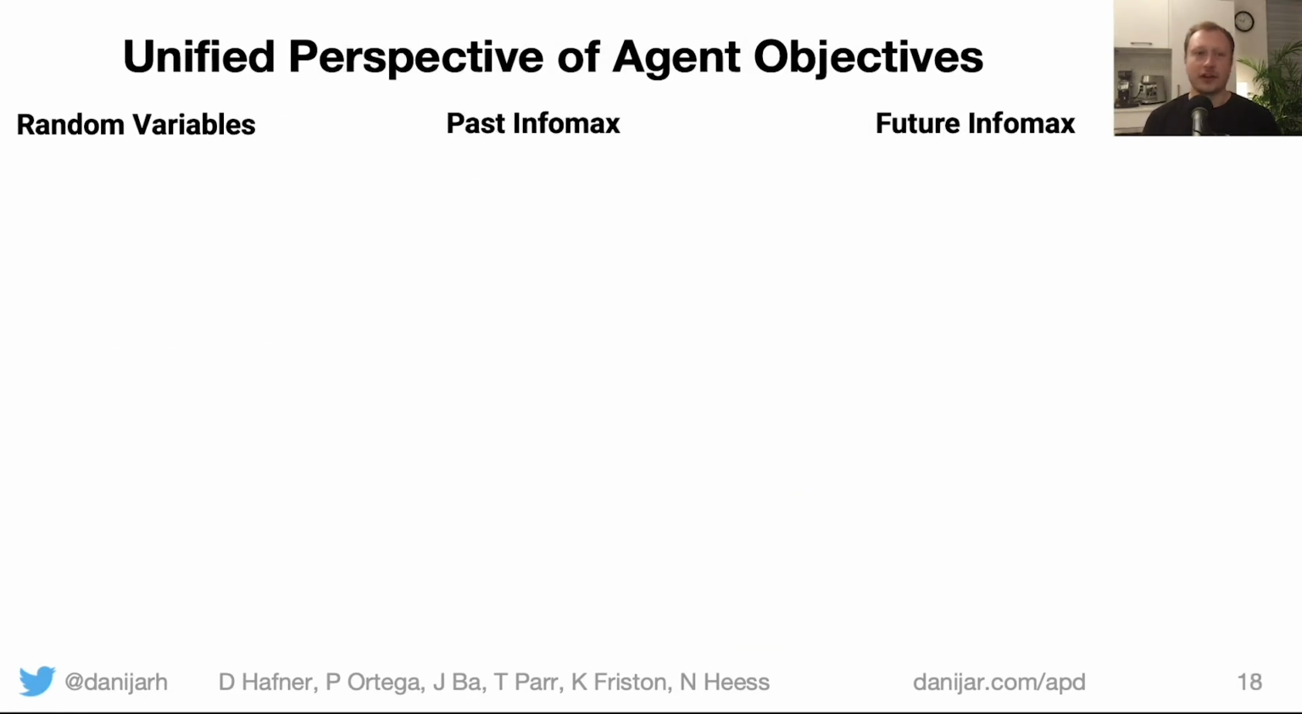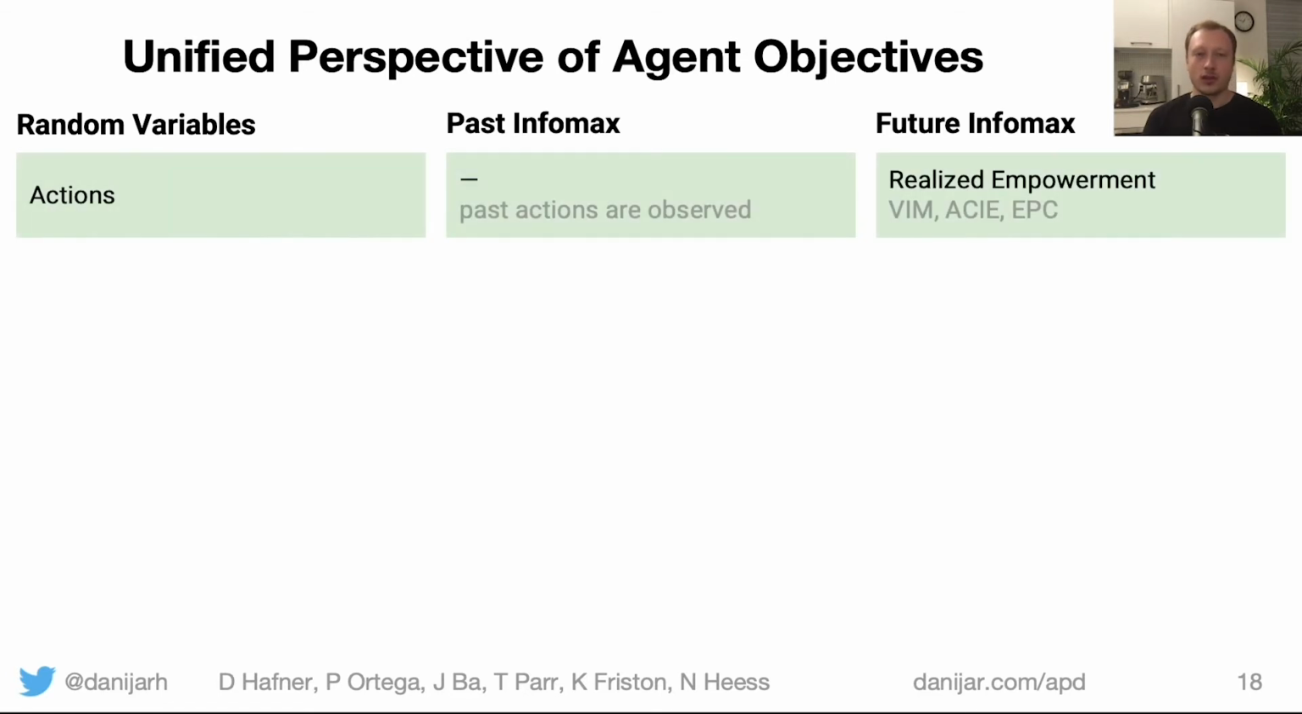For simple agent variables, the past Infomax and future Infomax terms lead to known objective functions in the literature. Stochastic actions don't have a past Infomax term because past actions are observed and past inputs are also observed, so their mutual information cannot change anymore. But the mutual information between future actions and future inputs is known as the realized empowerment or transfer entropy or controllability objectives, where the agent tries to choose actions that have a measurable impact on future observations.